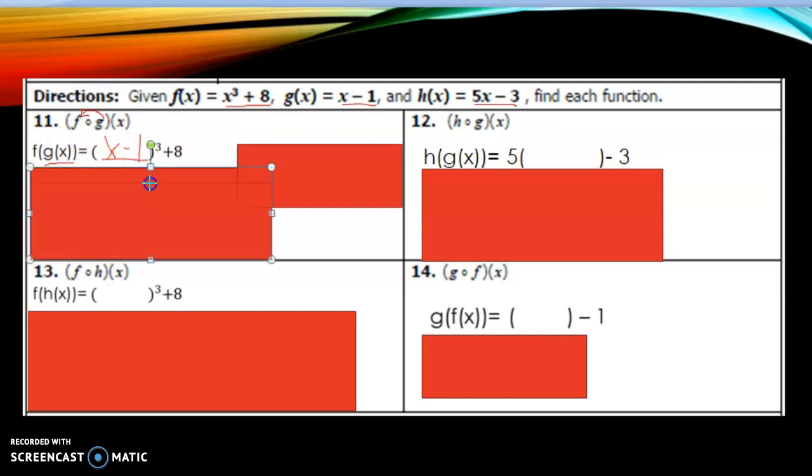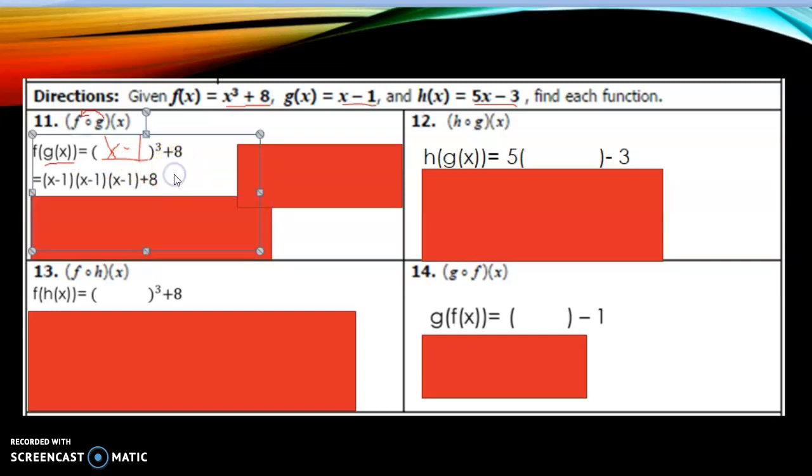Okay, so once I've got that done, we're going to simplify step by step. Well, x minus 1 is in parentheses, and it's cubed. That means I'm taking x minus 1 times x minus 1 times x minus 1 plus 8. Since it's a binomial, I cannot distribute the exponent.